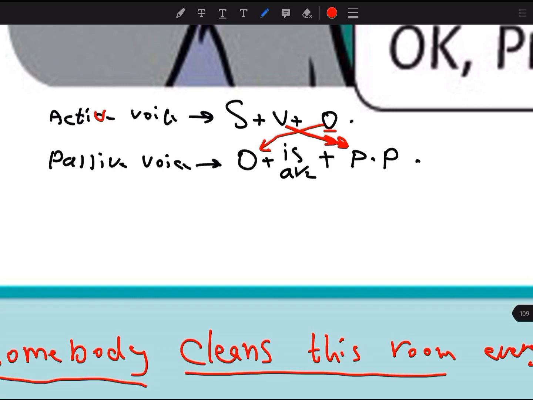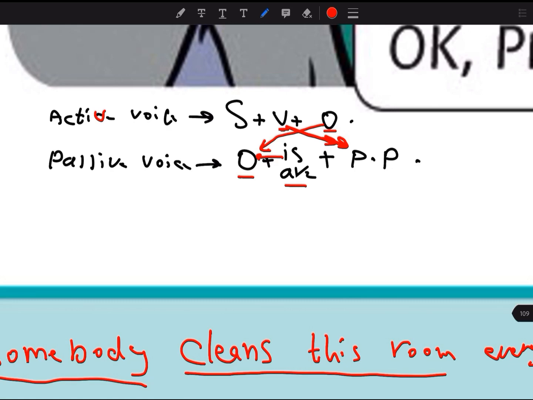Then we add verb to be, is or are, if our sentence is present simple. Be careful about that. If the sentence is present simple, we bring is or are. If the object is singular, we use is. If it's plural, we use are. Then we change the main verb of the active sentence to the past participle of the verb.